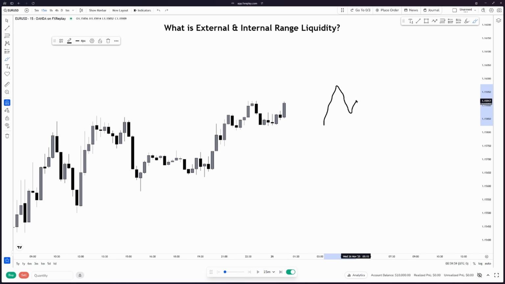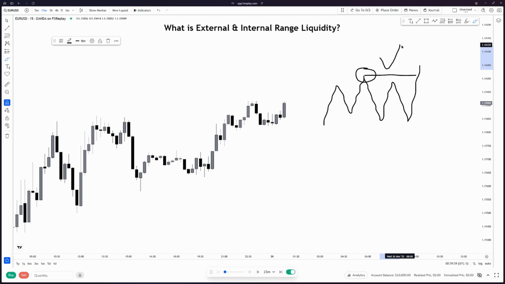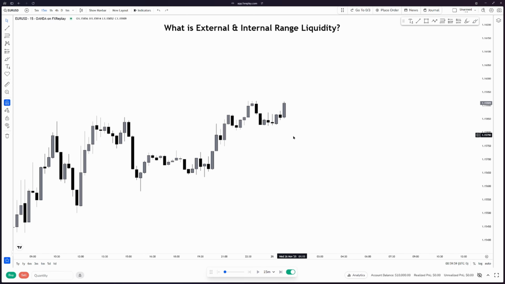First, price moves within a range, and the old highs and old lows of that range are what we call external range liquidity. Everything that forms inside those highs and lows, all the little structure, swings, and pullbacks, that's internal range liquidity. That's the brief definition. Now let's jump to the chart.